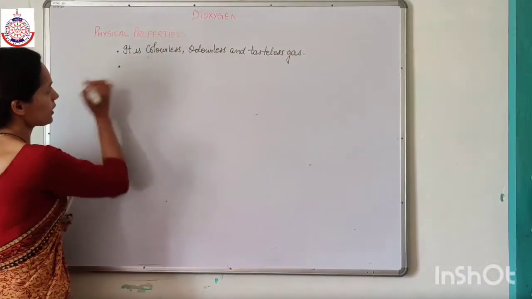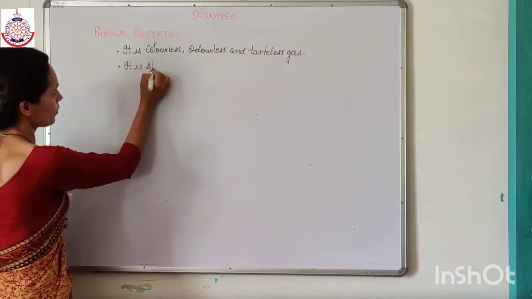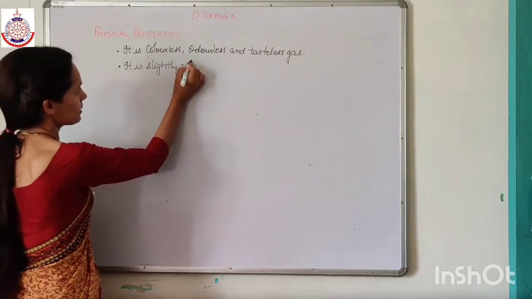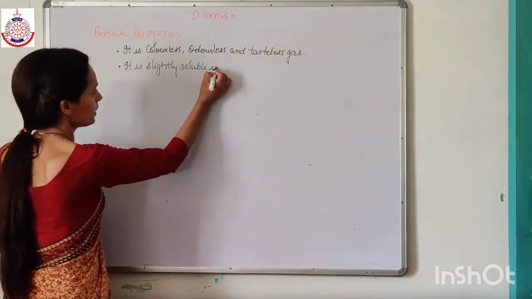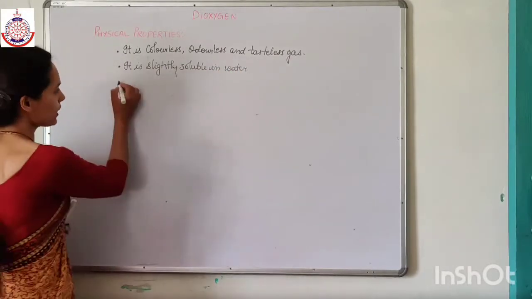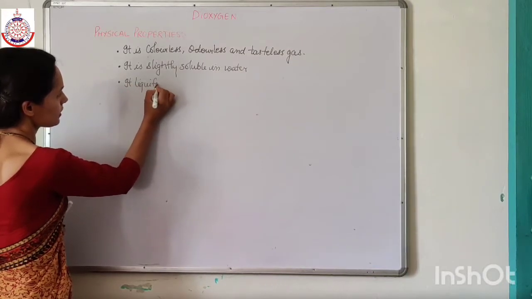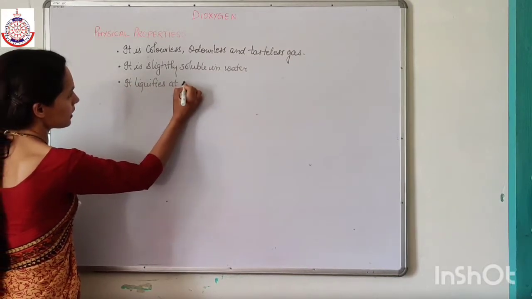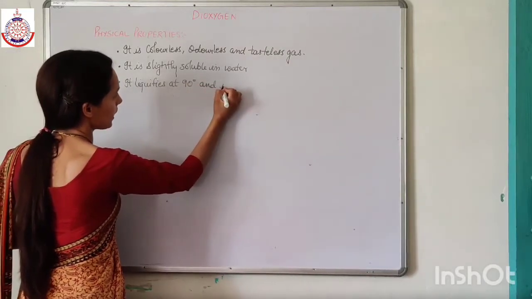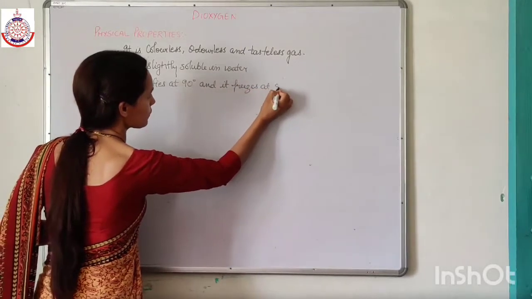Second physical property of dioxygen is, it is slightly soluble in water. It is not too much soluble in water. Next point, it liquefies at 90 degree and it freezes at 55 degree.